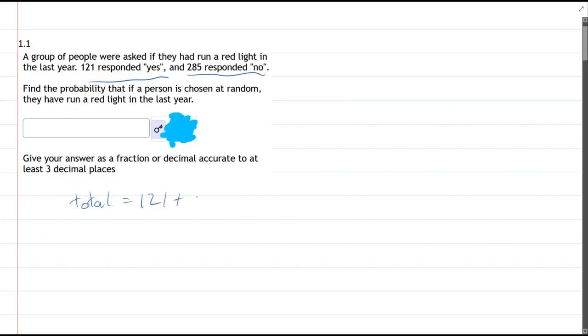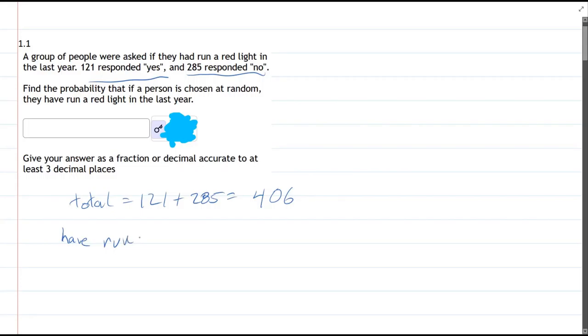So 121 plus 285. And that'll be 6, 0, carry the 1, 406. So we want to know if they have run a red light.